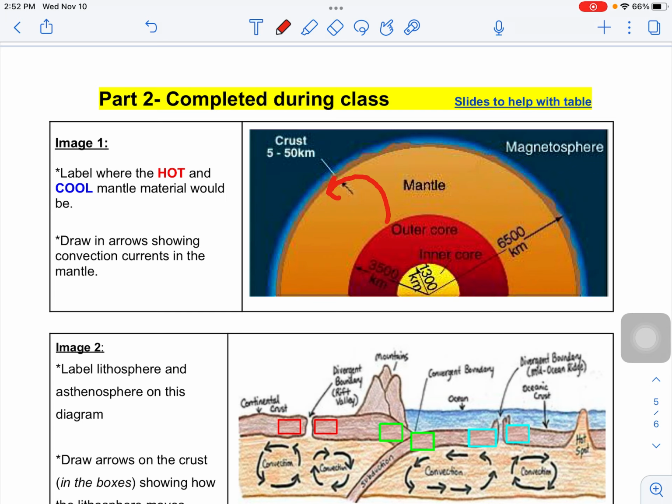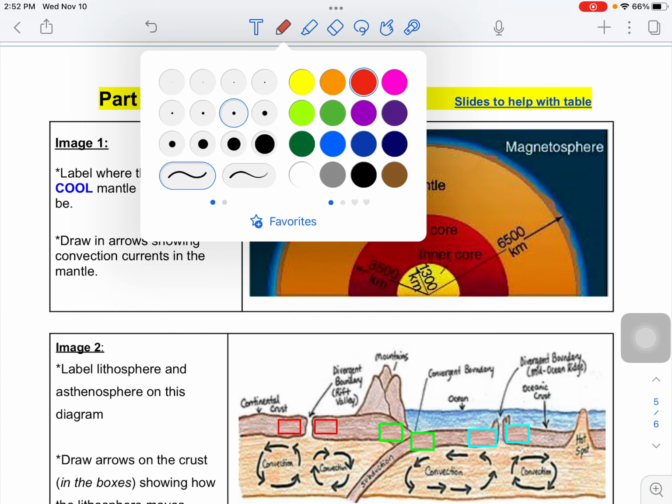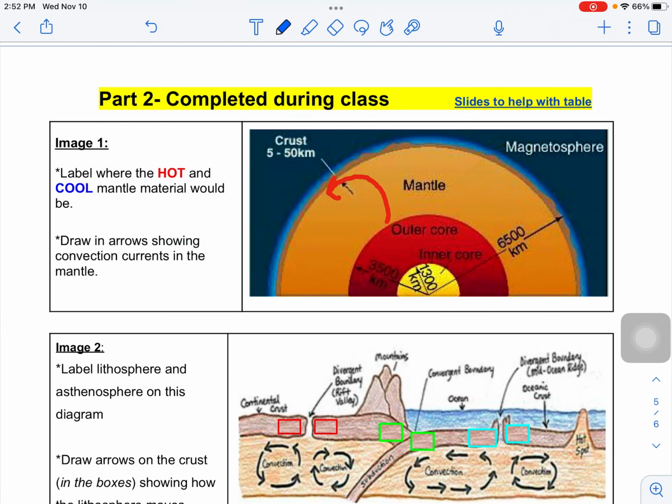Now when that warm mantle material reaches the crust, it's going to start to cool down. And as it cools down, it's going to get more dense, and it's going to sink back down towards the core. And this process will continue. It's called a convection current. Hot rises and cold sinks.